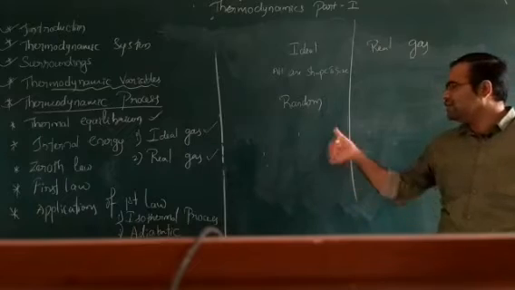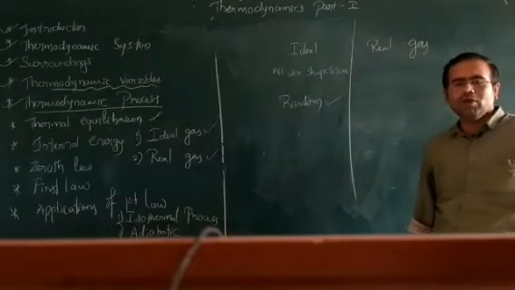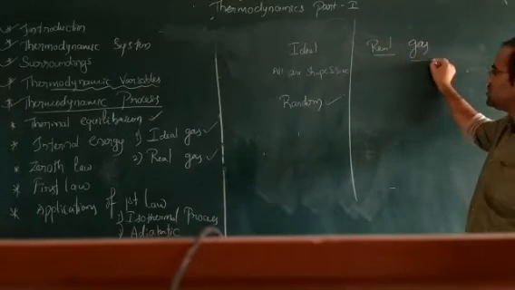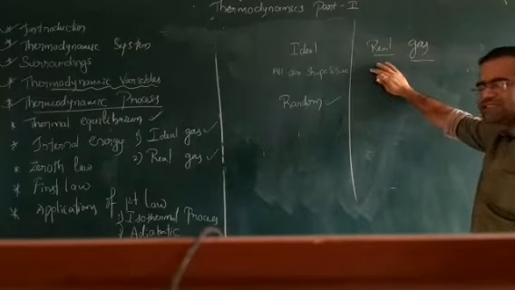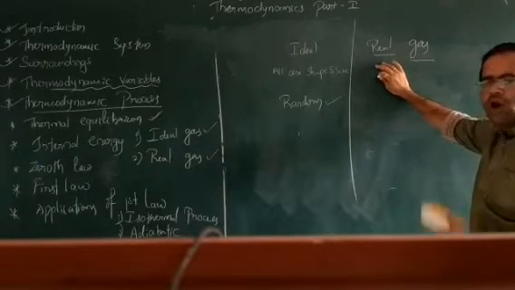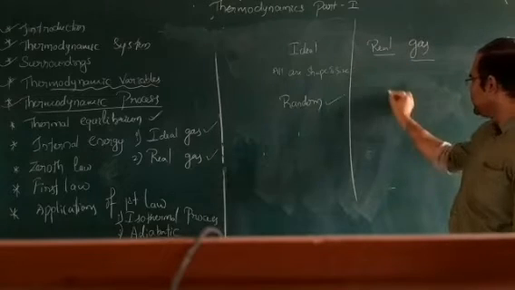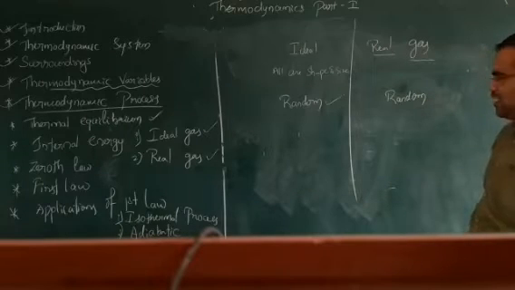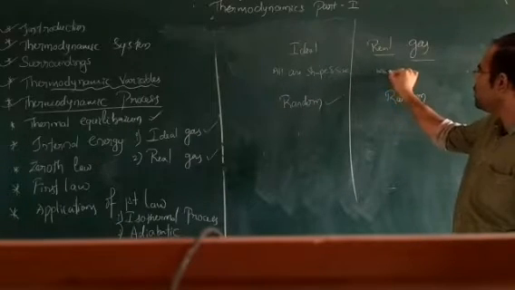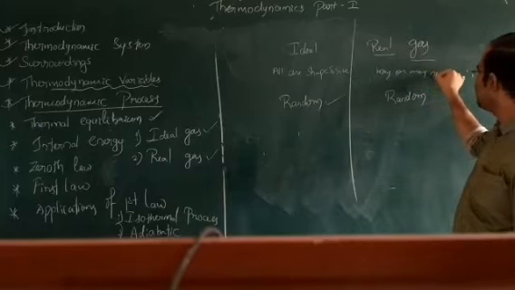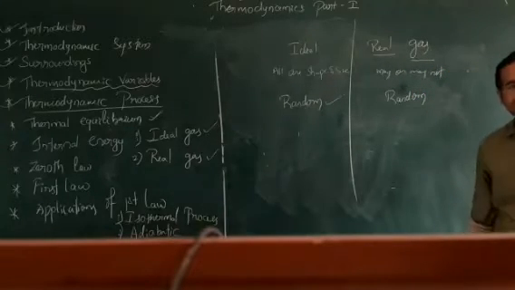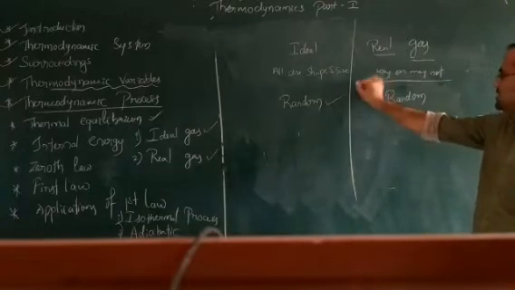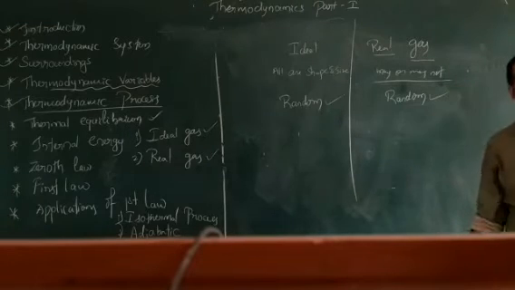In the kinetic theory of gases, we studied that all the molecules are moving in a random direction. Here also the difference is the expectation. In real gases, all the molecules may or may not have the same size or the same shape. But the condition is that all are moving in a random direction.